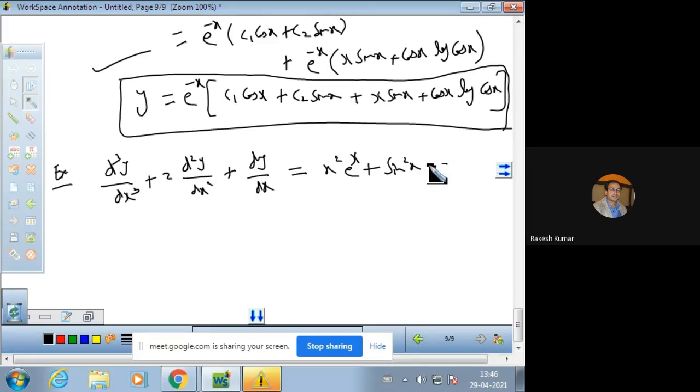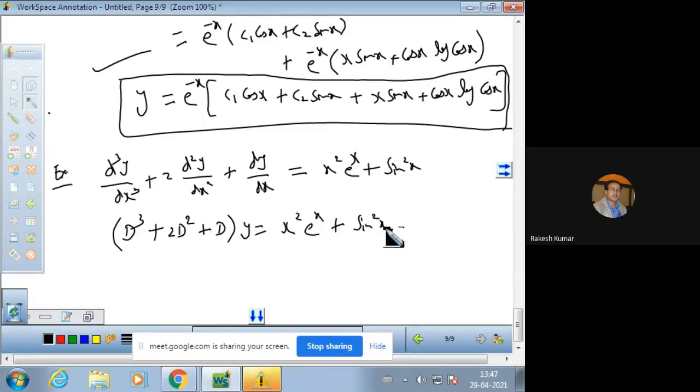This is an important question, and its solution will be a little tricky. So you must be aware of the steps of solving this differential equation of third order with constant coefficients. Just observe the coefficients here. The coefficients are 1, 2, and 1. First of all, write down the differential equation in symbolic form. So d cube plus 2d square plus d into y is x square e raised to power x plus sine square x.